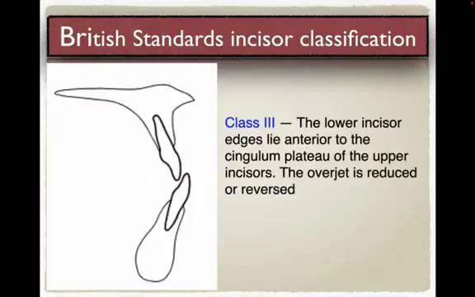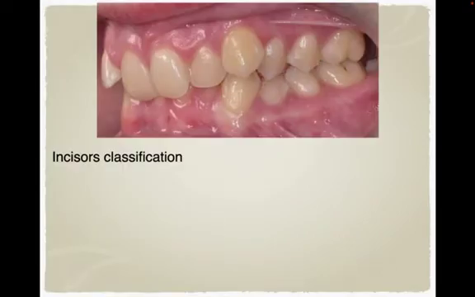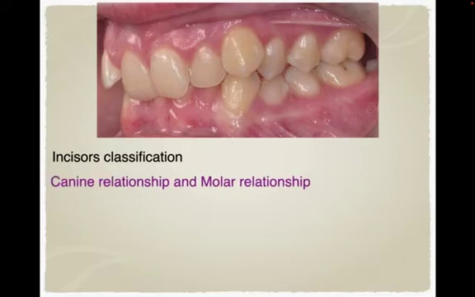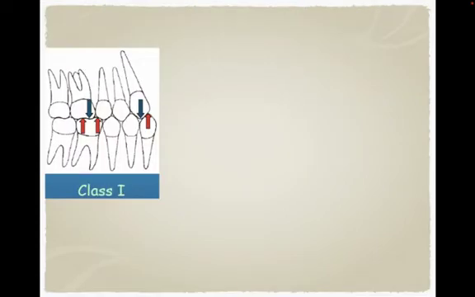Class 3 is the opposite, where we have the lower incisal edge anterior to the cingulum plateau of the upper incisors. Then we have to look at the canine and molar relationship. I don't like to memorize it, but I just like to understand it. So basically, let's start by looking at the canine relationship. For a class 1 canine relationship, the upper canine should be in the embrasure between the lower 3 and lower 4. So what we need to do is just to memorize class 1.